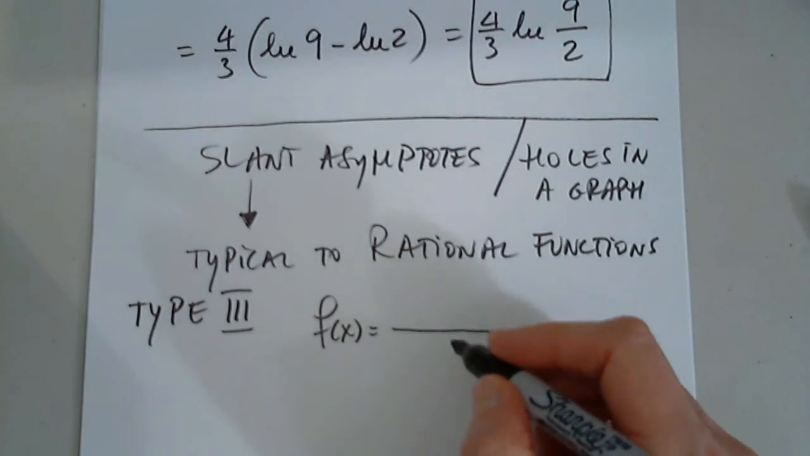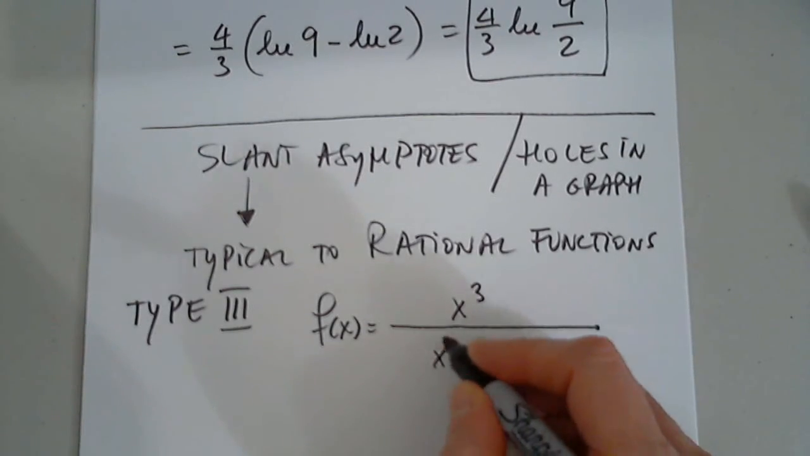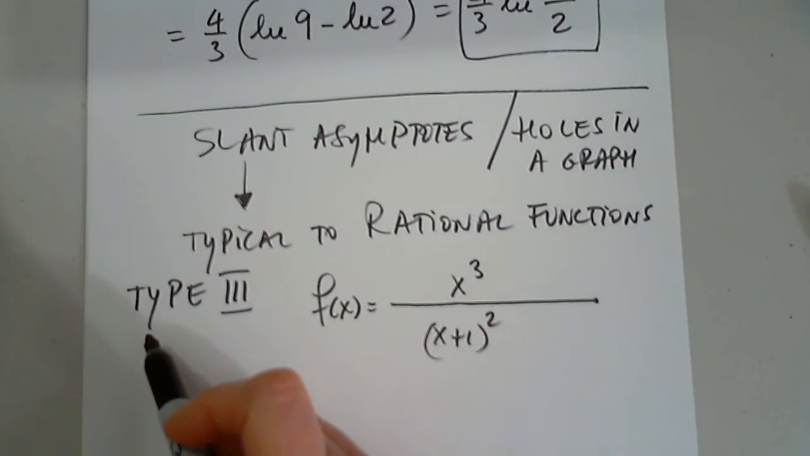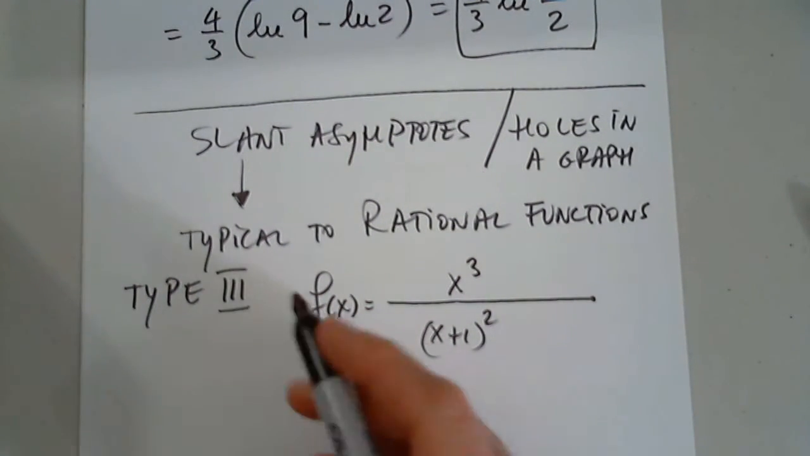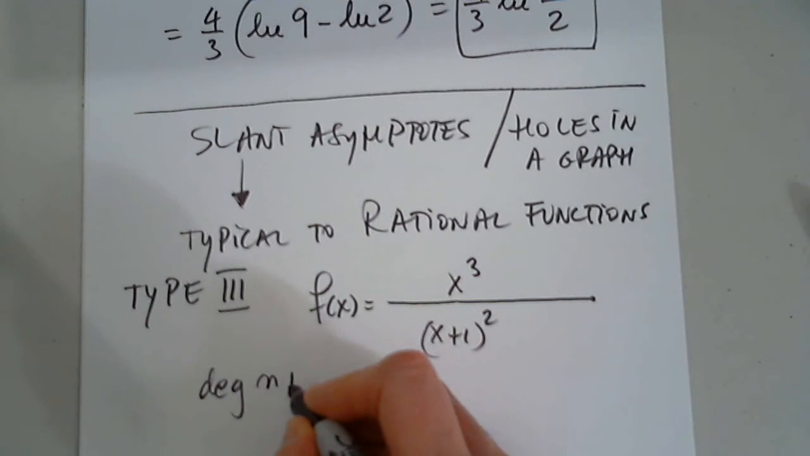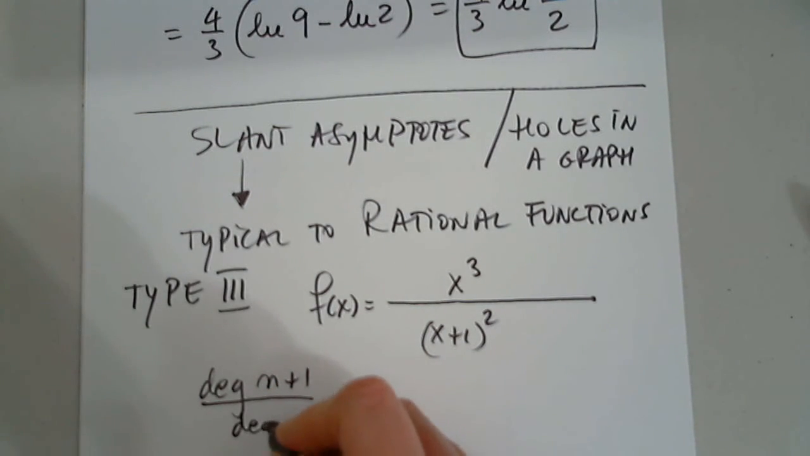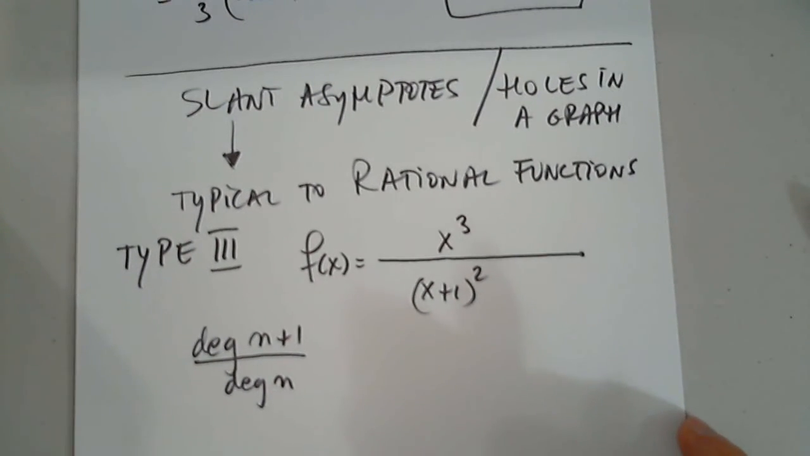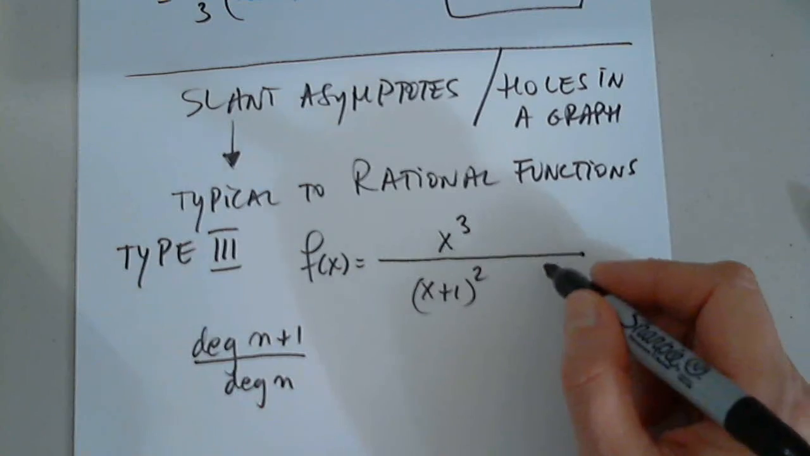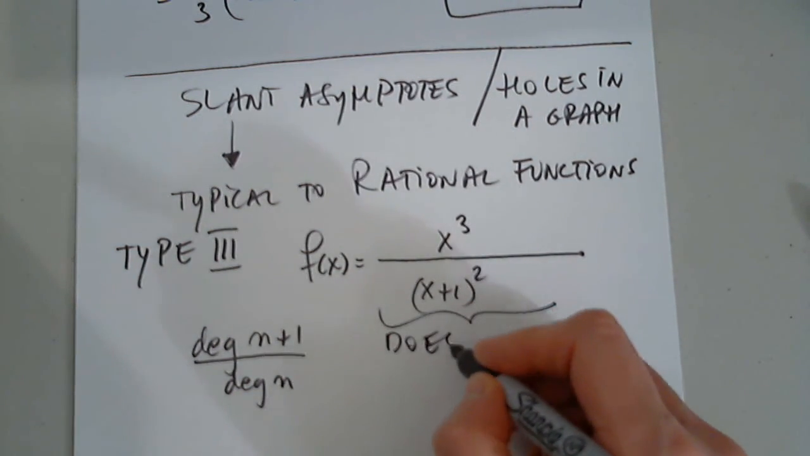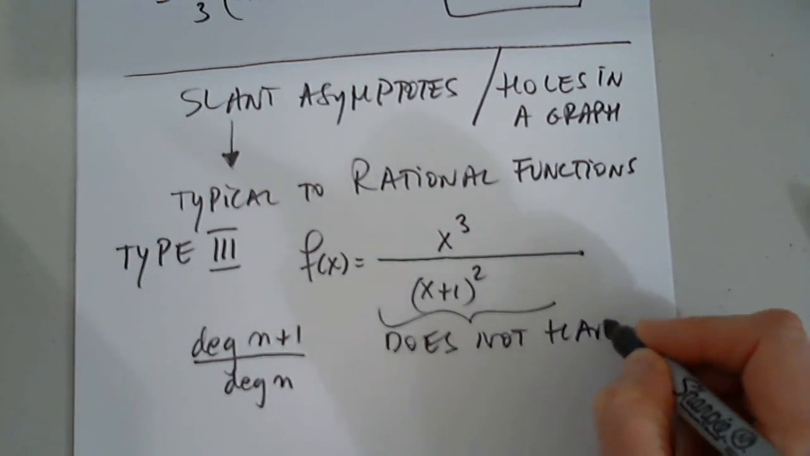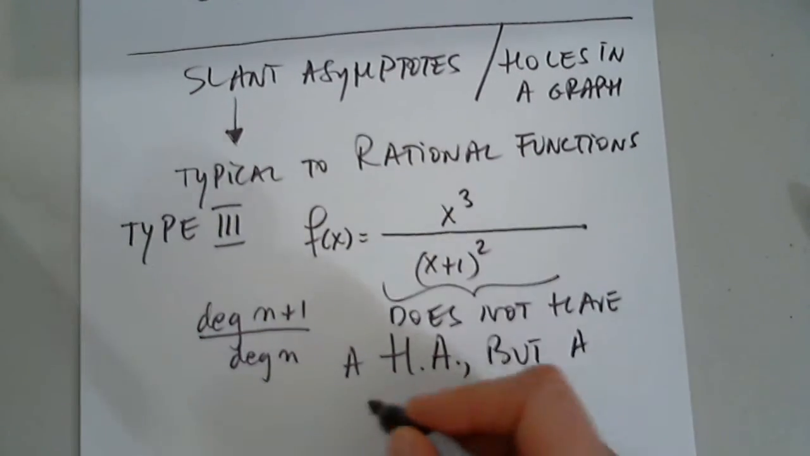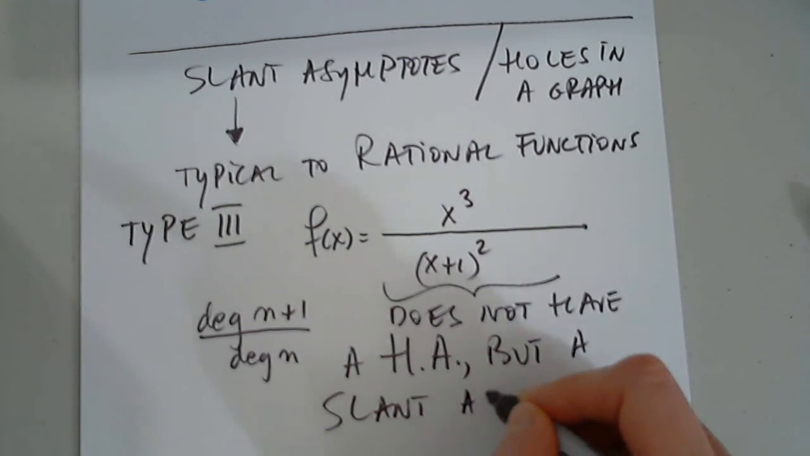So I'm going to copy x to the third over x plus 1 squared. Okay, I'm going to stop sharing. So now, this is what I like to call type 3. Type 3 has degree n plus 1 over degree n. These functions do not have a horizontal asymptote. So such a function does not have a horizontal asymptote, but a slant asymptote.